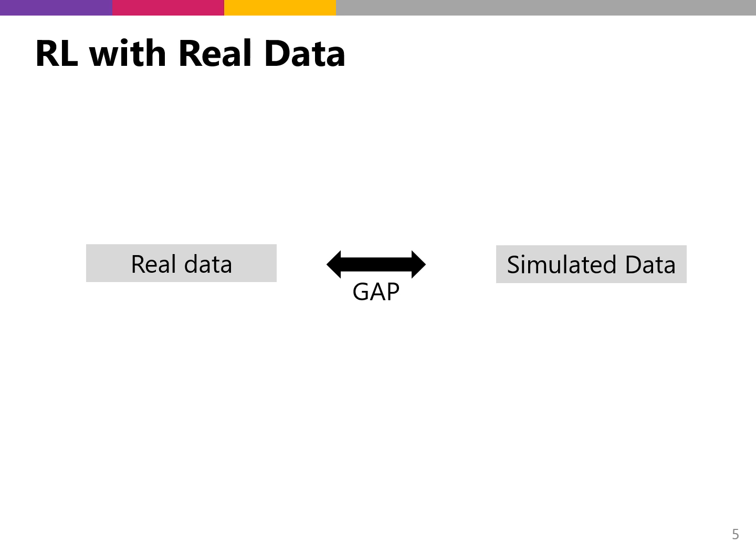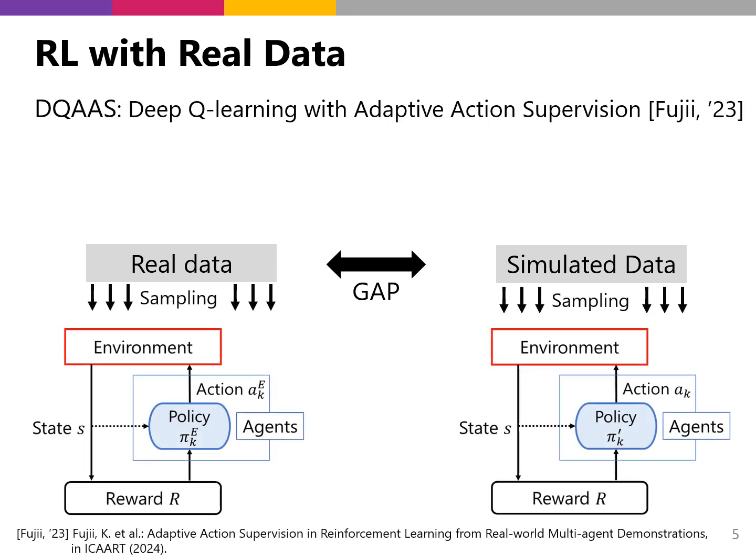However, unfortunately, there is a gap between the real environment and the simulation environment. To close the gap between them, one method for bridging real data into this environment is proposed, and this method is called DQAS. DQAS closes the gap between the expert's actions in real data and agent actions in reinforcement learning in 3 steps.